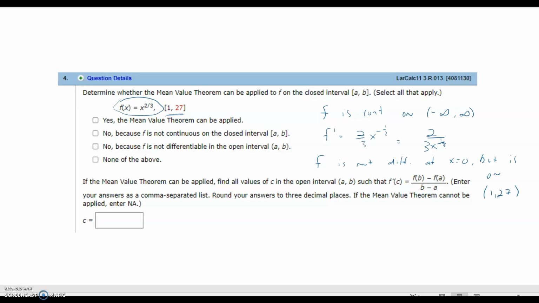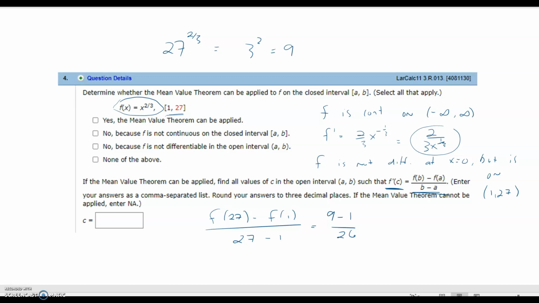So let's find the guaranteed c value such that f prime of c equals the slope of the secant line. So we already have the derivative. I'm going to set that equal to the slope of the secant line. So I got to find the slope of the secant line. f of 27, that means cube root 27 and then square it. So the cube root of 27 is 3, 3 squared is 9. And then if I plug in 1, I just get 1, so I got 8 over 26. I got 4 over 13.